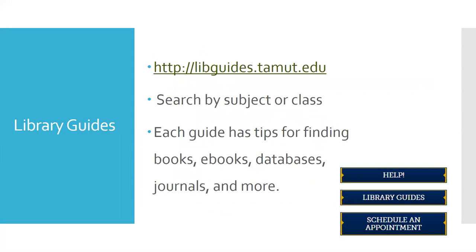Our library guides, or LibGuides for short, are created by the library to help you find resources for a specific class or subject. There's over 77 guides currently, and we're always working on more. On the LibGuides page, you can search for a particular topic, and each guide has information on how to find books, ebooks, databases, and journals about that topic. It's a really good place to start a project, and I'm working on a social work LibGuide right now.